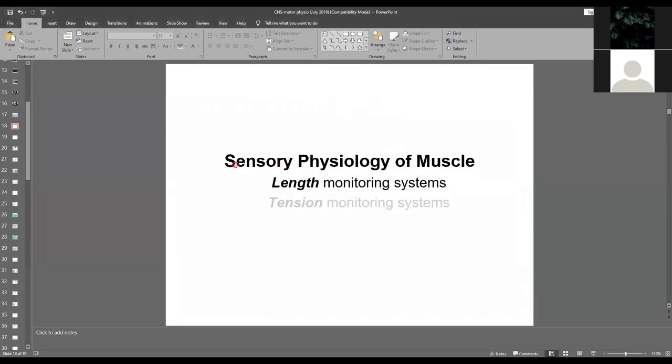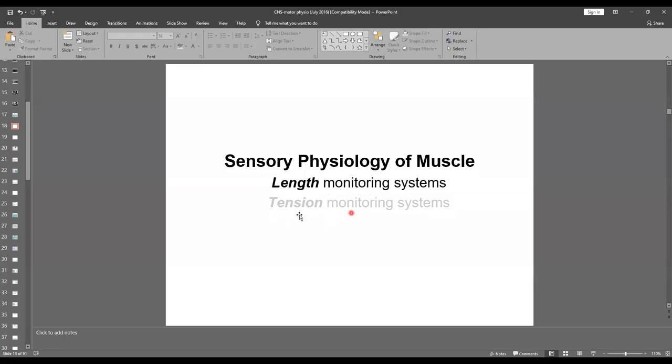Okay. Now, sensory physiology of muscle includes length monitoring systems and tension monitoring systems. You can see that I have faded out the tension monitoring systems because this is not my focus at the moment. I think a couple of lectures will be focusing on length monitoring systems first, and then we will go on to the tension monitoring systems.